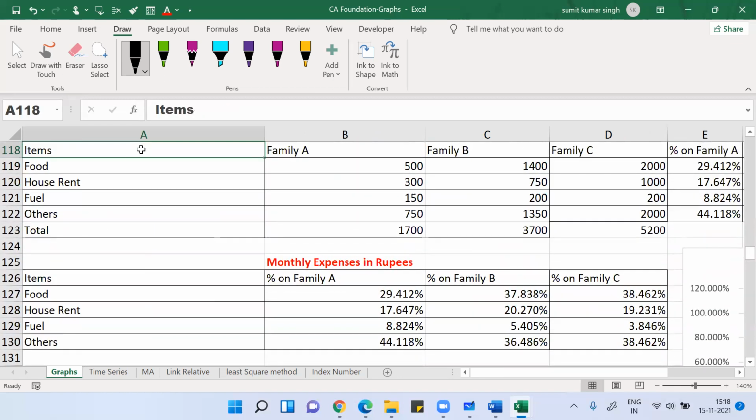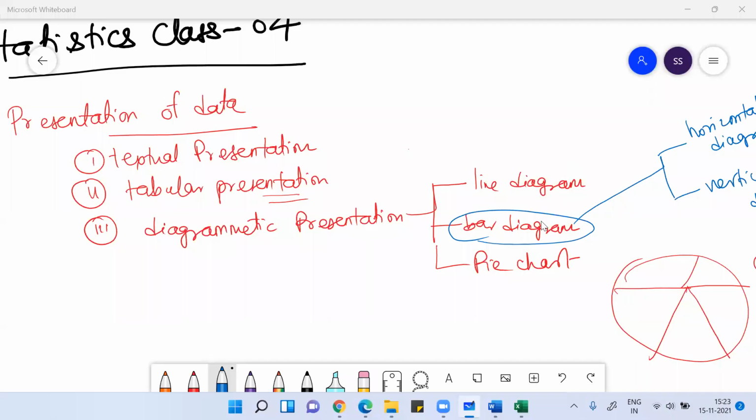Please ask me. So today in this class, we have discussed the presentation of data. We discussed textual presentation, tabular presentation, and diagrammatic presentation. We discussed line diagram, bar diagram, and pie chart. Any doubt, any question, if it's there in your mind, please feel free to ask.